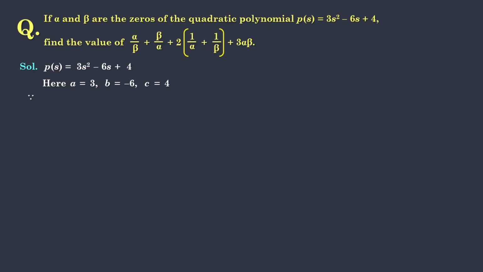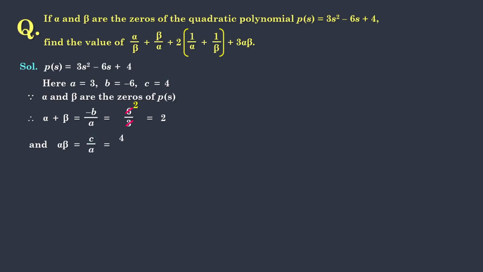Using the relationship between the zeros and the coefficients of a quadratic polynomial, the sum of the zeros is equal to minus the coefficient of s divided by the coefficient of s squared. Therefore, the sum of alpha and beta becomes 2. The product of the zeros is equal to the constant term divided by the coefficient of s squared. Therefore, the product of alpha and beta becomes 4 divided by 3.